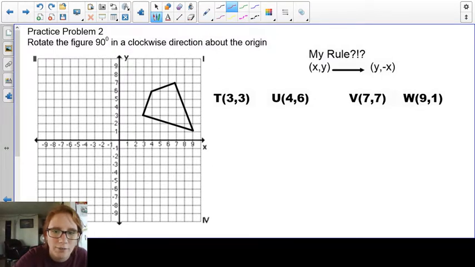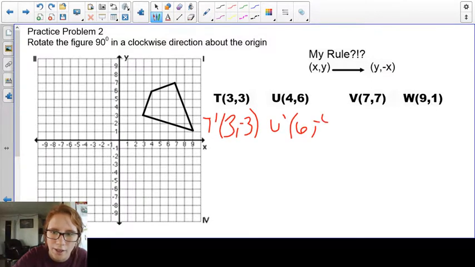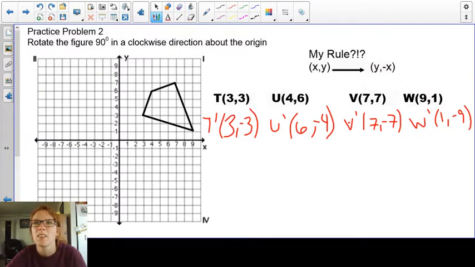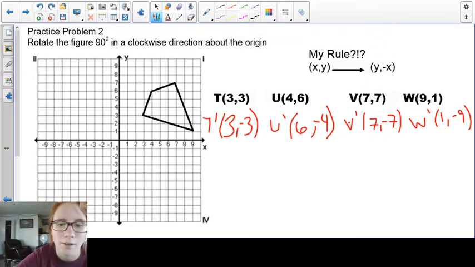So I'm going to have T prime at, I'm going to thin that out a second. There we go. We're going to have T prime at y, which is 3, comma, negative x, so negative 3. U prime will be at y, negative x, so 6, negative 4. V prime will be at 7, negative 7. And W will be at 1, negative 9. Okay, let's go ahead and make all these plots.